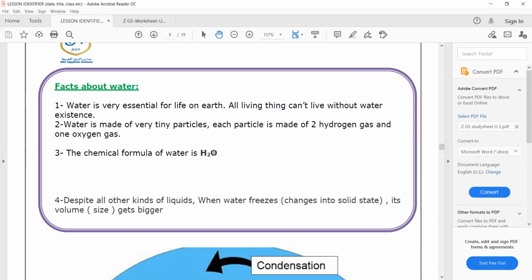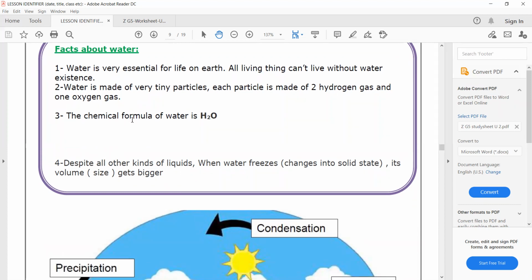What's the meaning of H2O? That means the smallest building unit of water consists of two hydrogen and one oxygen, H2O. Two hydrogen atoms combined with one oxygen atom form the water particle, okay?